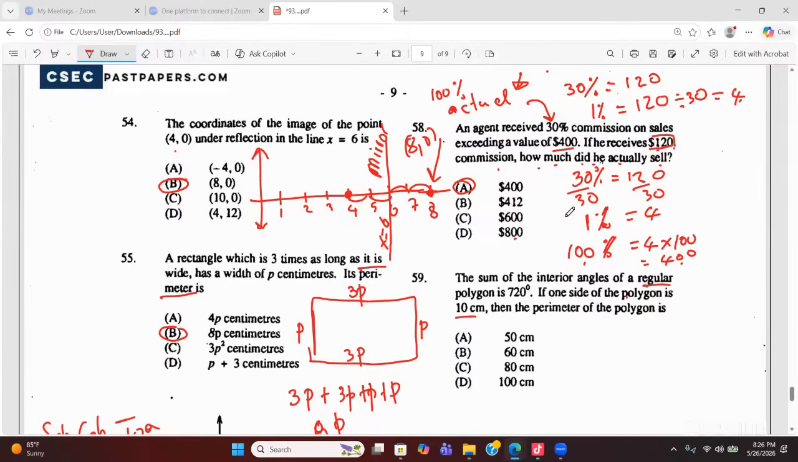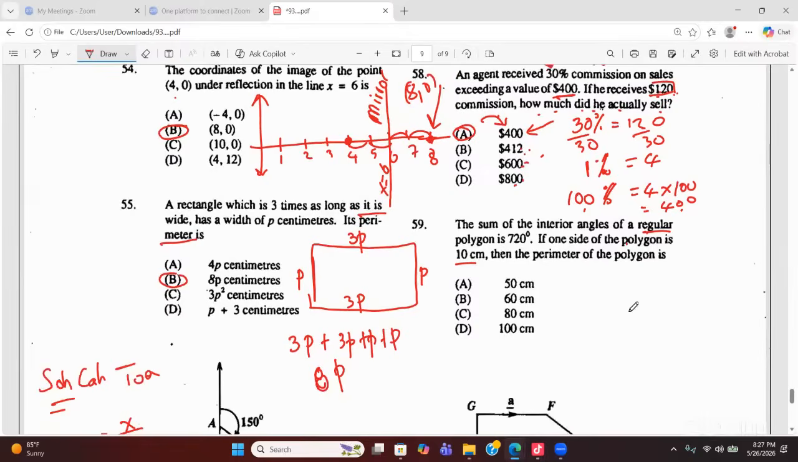The only debate that we can have here is they did say exceeding a value of this. But in this case, none of these 30% will give 120. Only this 30% gives 120. 30% of this is going to give you like 200 and a half. 30% of this will give you like 180. 30% of this will be like $124 or so. 30% of this gives back 120. All right.